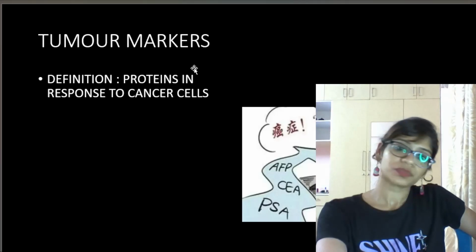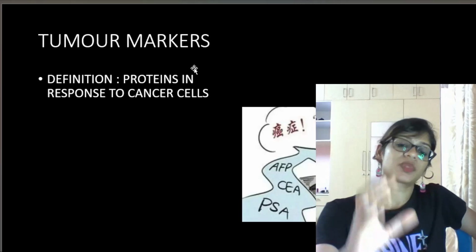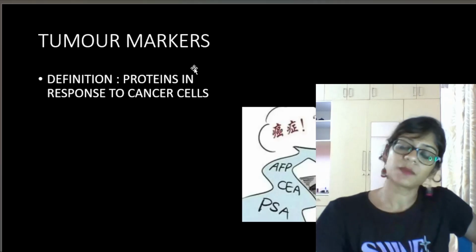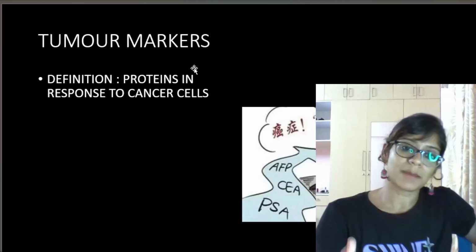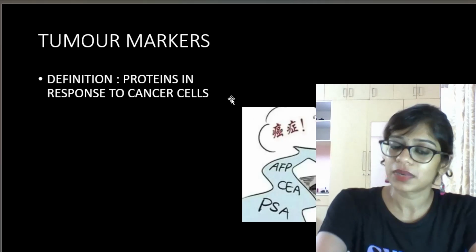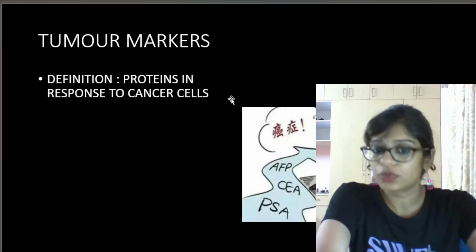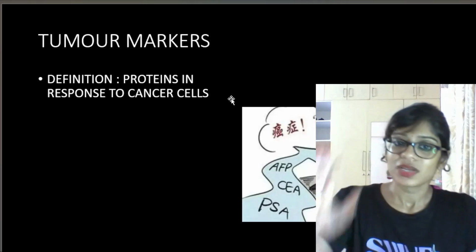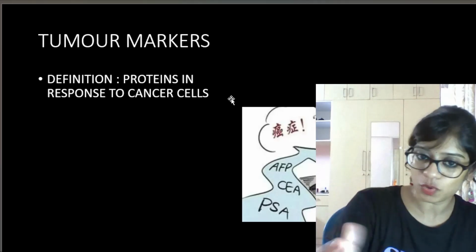So yeah, let's start. What are tumor markers? First thing, the definition: they are proteins made in our body in response to cancer cells. Even though it's a Malayalam class, I don't know how to put it in Malayalam, so I'll say that in English. So tumor markers are basically proteins.